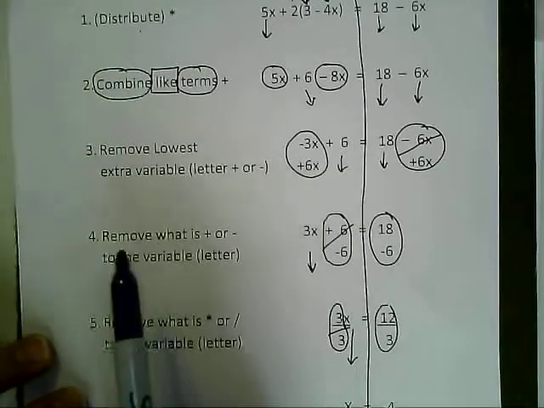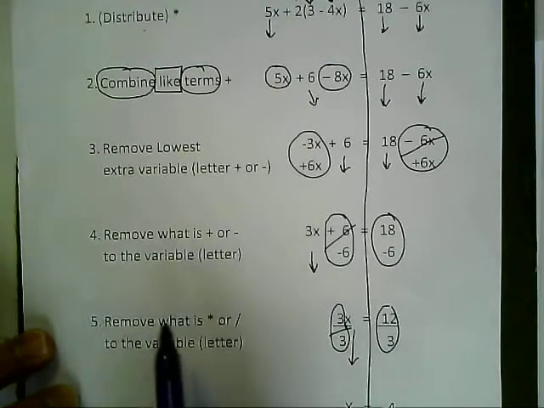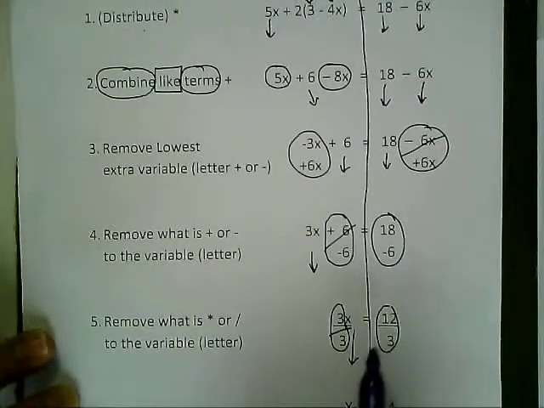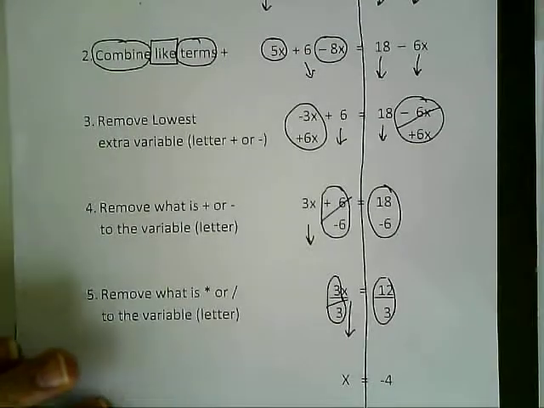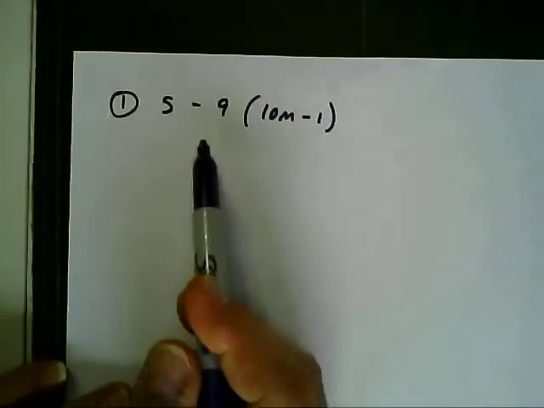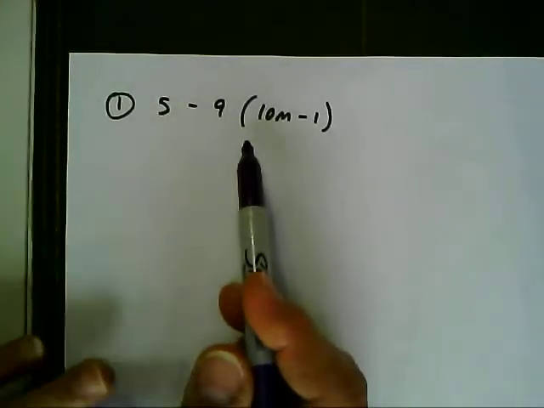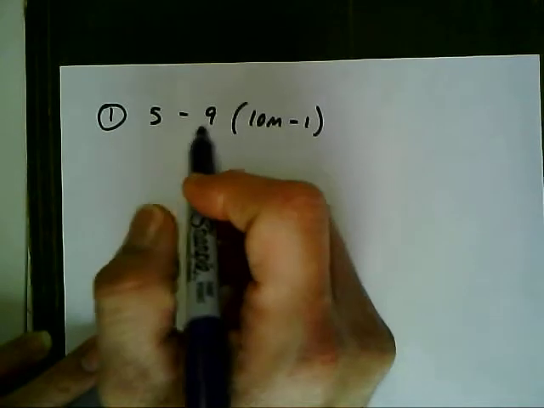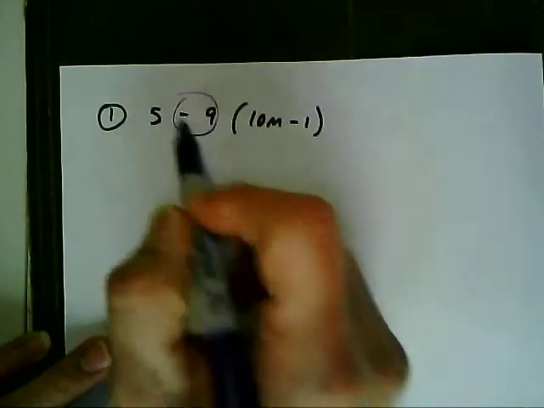We haven't done it. Then we're going to remove what's added or subtracted to the variable, and then remove what is multiplied or divided to the variable. In our particular case, it's always going to be divided because we'll get rid of fractions ahead of time. It's okay. We'll go through it. Number 1 is just the distribute and combine like terms. This is review. So we'll take this part right here.